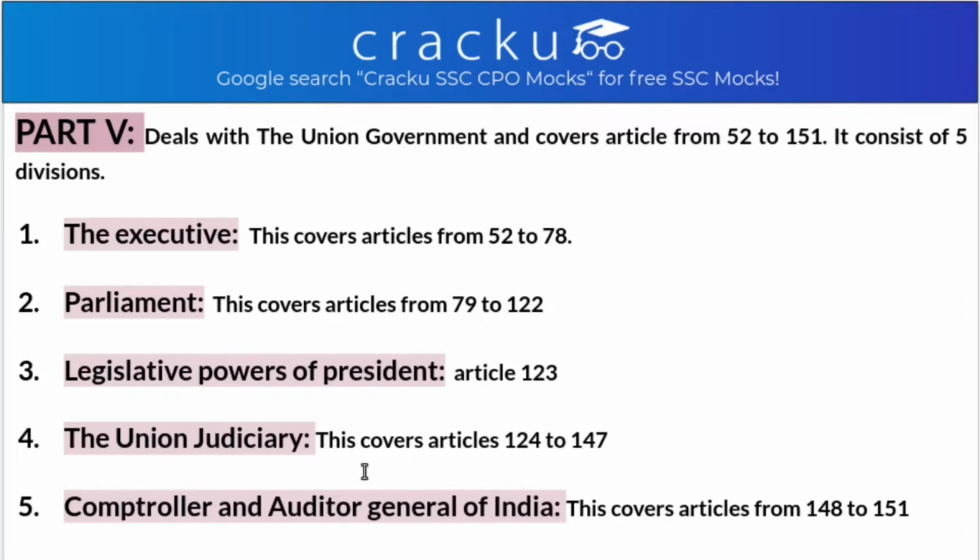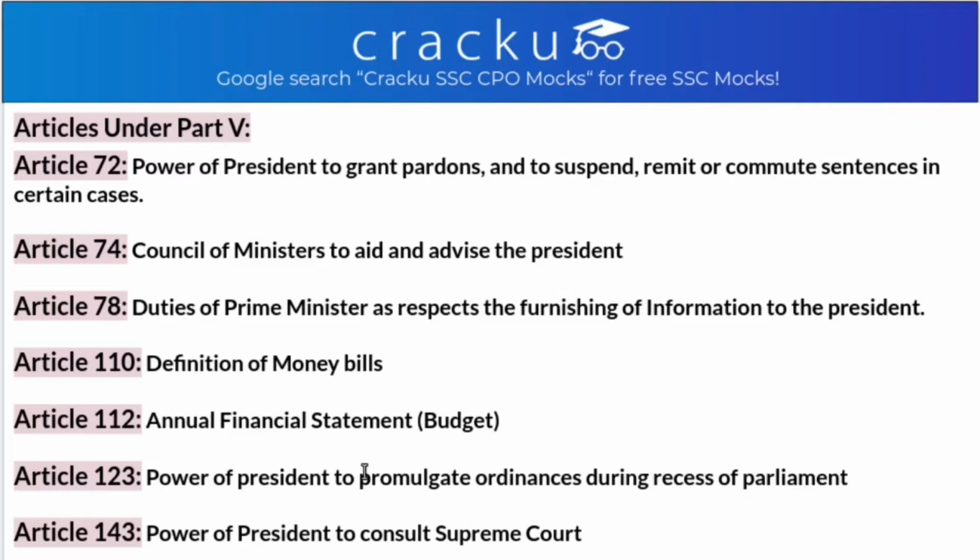So we will be discussing each and every article, only the important ones for our examination. So let's see the articles under Part 5. Article 72. What does this deal with? Article 72 deals with the power of the President to grant pardon or to suspend, remit and commute sentence in certain cases. Article 74 deals with the Council of Ministers to aid and advise the President. Article 78 is the duties of the Prime Minister with respect to the furnishing of information to the President.